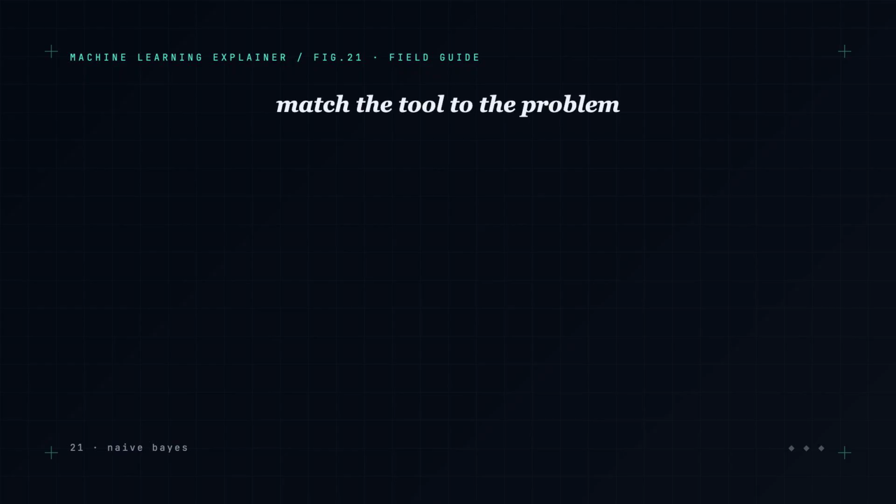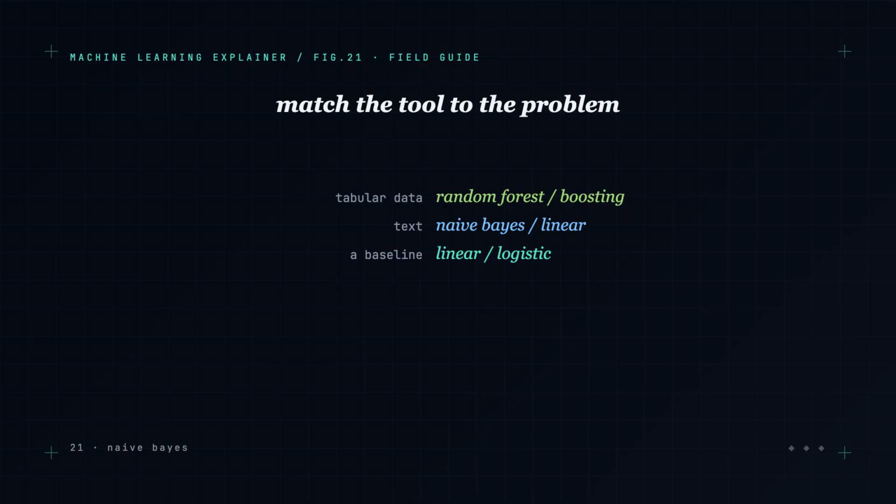A rough field guide. For most tabular data, start with a random forest or gradient boosting. For text, naive Bayes or a linear model. As an honest baseline, always linear or logistic regression. And reach for deep learning mainly when you have images, audio, language, or truly massive data. Match the tool to the problem.